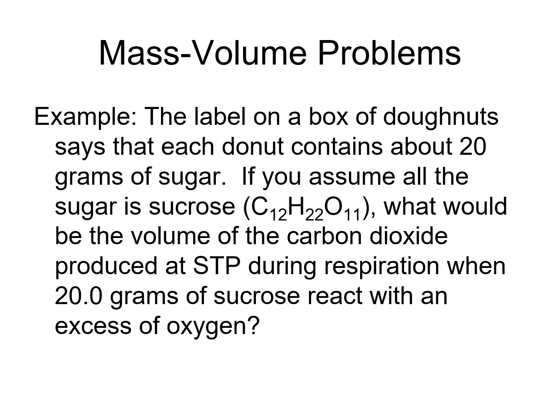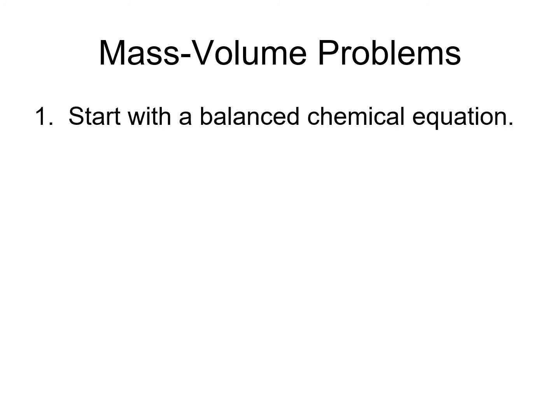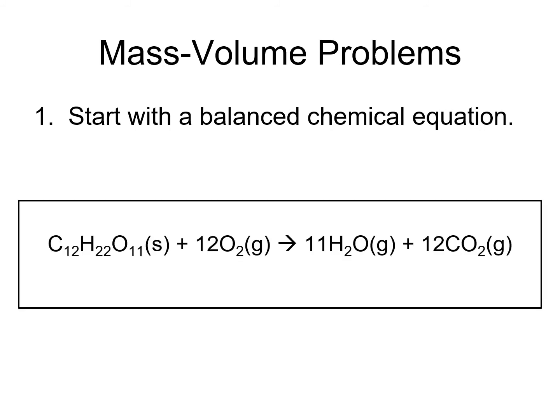You may not remember this from biology class, but the whole point of breathing oxygen is to react it with the molecules of food that you consume. The products, when it's completely broken down, are carbon dioxide and water. So I have to find a balanced chemical equation. This is a combustion reaction. It should look something like this. Sucrose plus 12 oxygen molecules produce 11 water molecules and 12 carbon dioxide molecules.